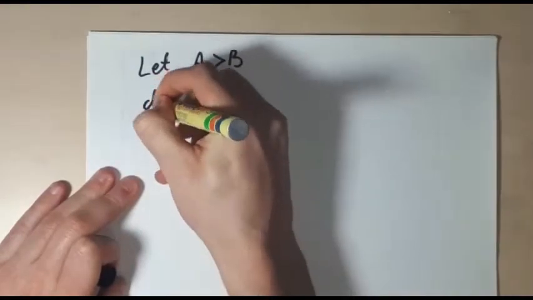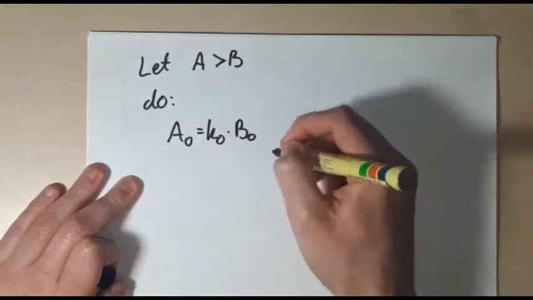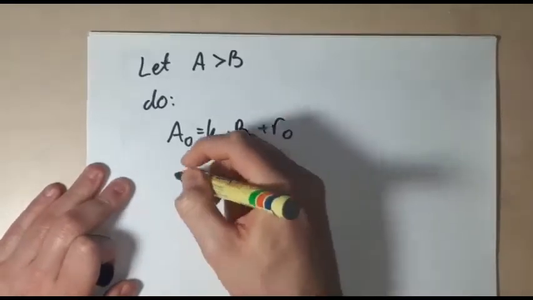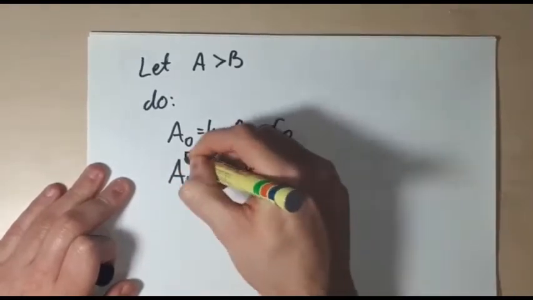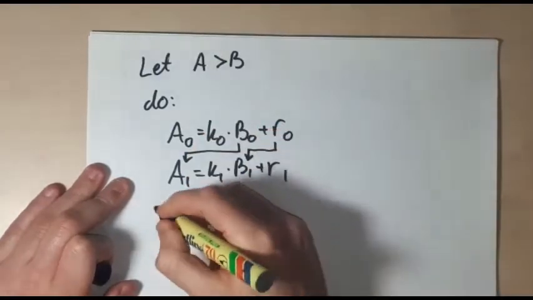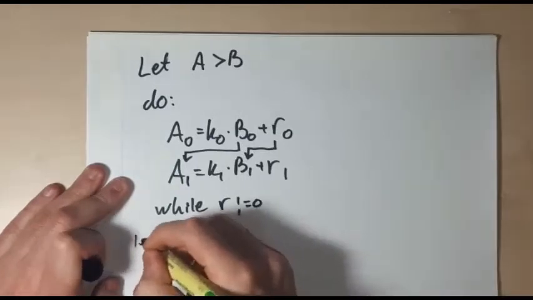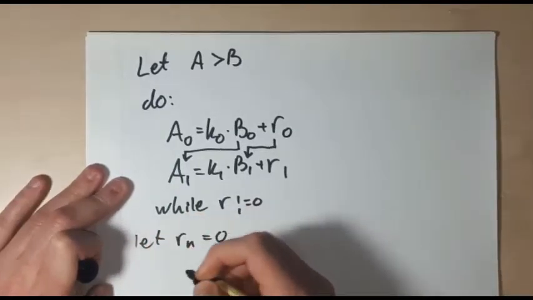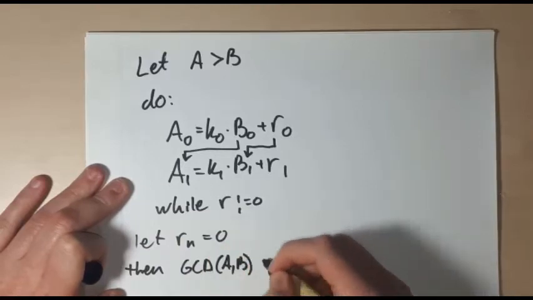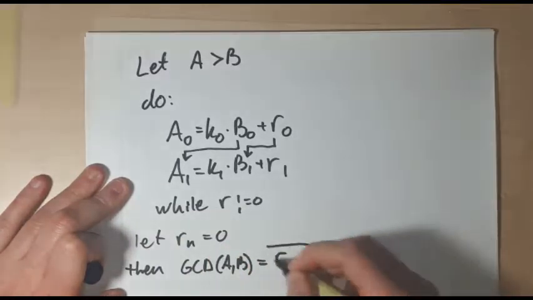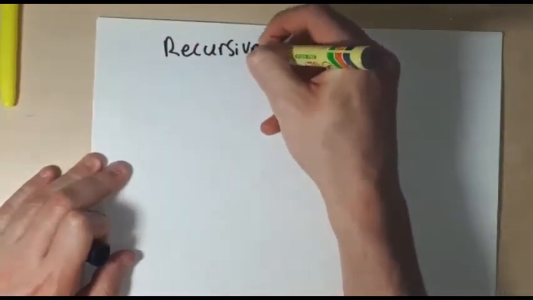Let a be the larger number, and in each iteration we will set a to the previous b, and we will set b to the previous remainder. If we repeat this procedure until the remainder is 0, the greatest common divisor of a and b is the remainder of the one before the last iteration. Here, I will show the recursive way of the algorithm.